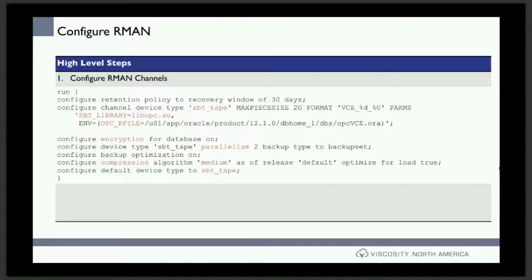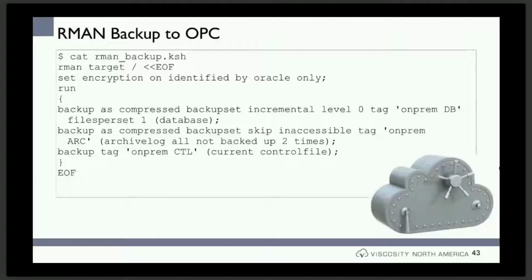I'm going to set compression to be medium, and I'm going to set my default backup device type to SBT tape, right? Once I run that set of configure commands, I only have to run it once. And now look at my backups. My backup scripts do not change. Let me take that back. The only part that we have to add is set the encryption on, identified by password in this case.